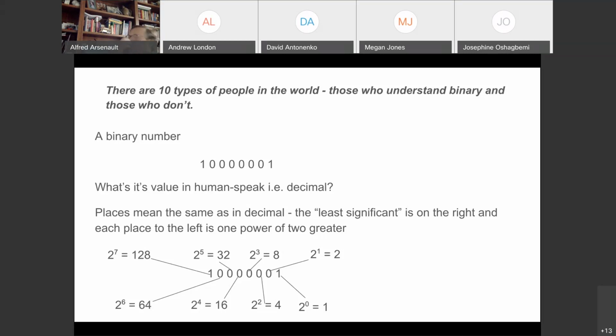So here we have an 8-digit binary number, 8 bits, and its value, if you look at it, is 128, this 1 in the leftmost column, plus 1, this 1 in the rightmost column. So this value, 100000001, is equal to 129 in base 10. Okay, so we just convert things.